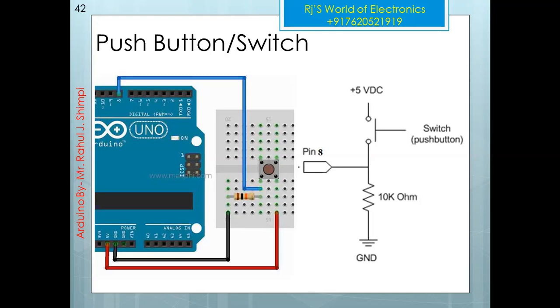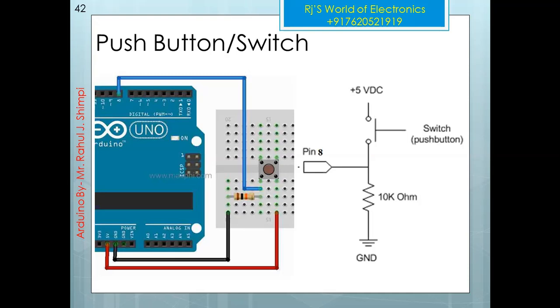Here you can see a resistor connected to the push button. Why do we need a resistor here? Because pin 8 is configured as input, which means it expects some input voltage. When the push button is pressed, it connects pin number 8 to 5 volt. At this point, a voltage is dropped across the resistor. It helps to prevent the current going to the ground pin.